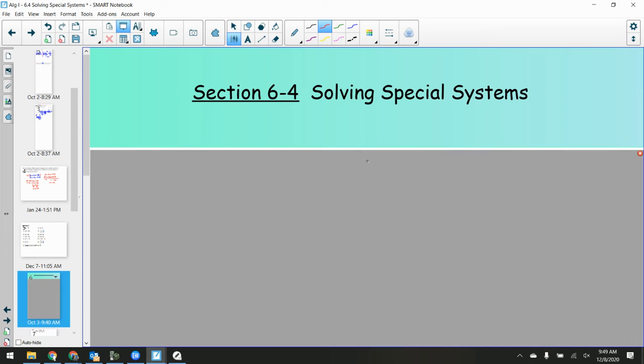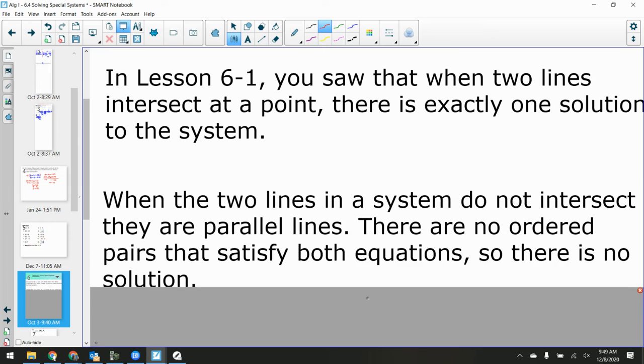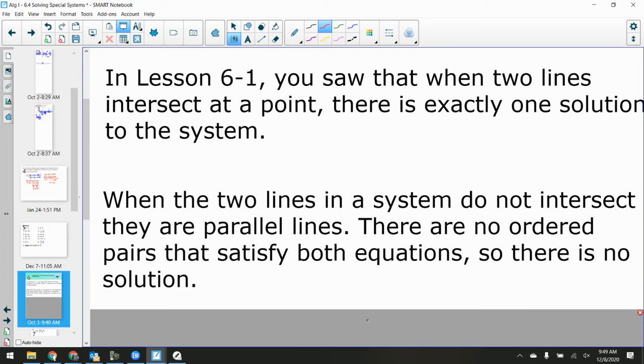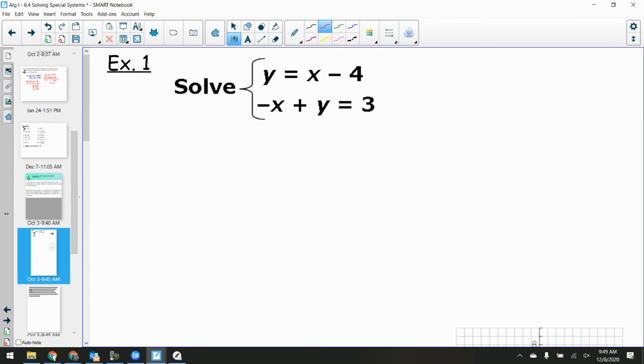Okay? So what I just said here, lesson 6.1, we saw that when two lines intersect, there's exactly one solution. When the two lines in a system do not intersect, there are no ordered pairs that satisfy, so therefore there is no solution. Let me show you an example here.